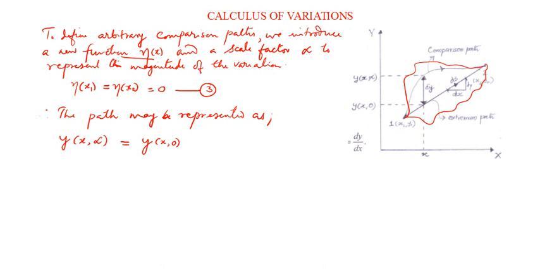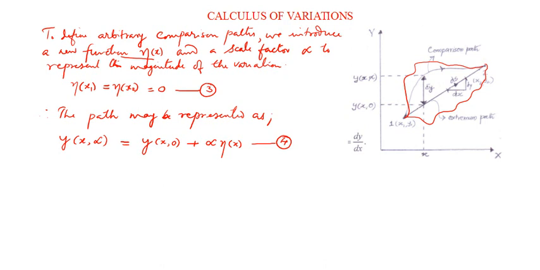This is a point corresponding to any x on the extremum path. Yx0 is a point on the extremum path, the set of all y points. Plus, we are using the two newly introduced quantities, that is alpha, the scale factor, and eta of x, the arbitrary function, which satisfies equation number 3. So this is the equation of the path.